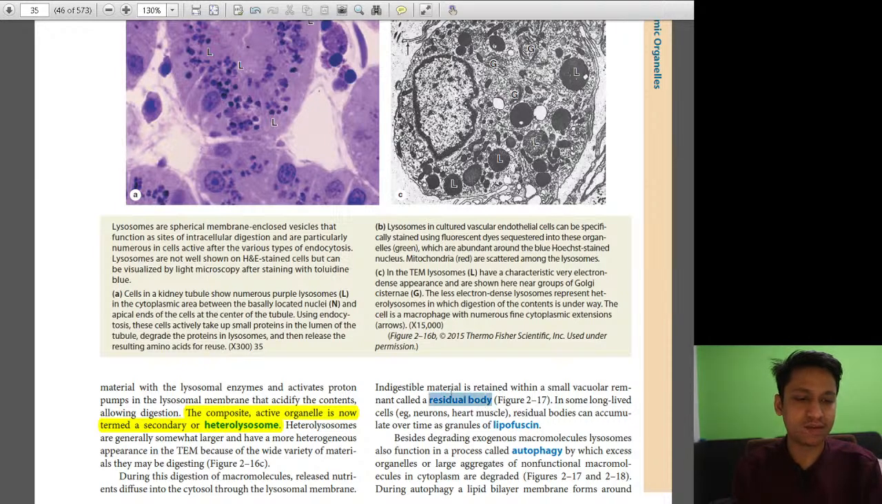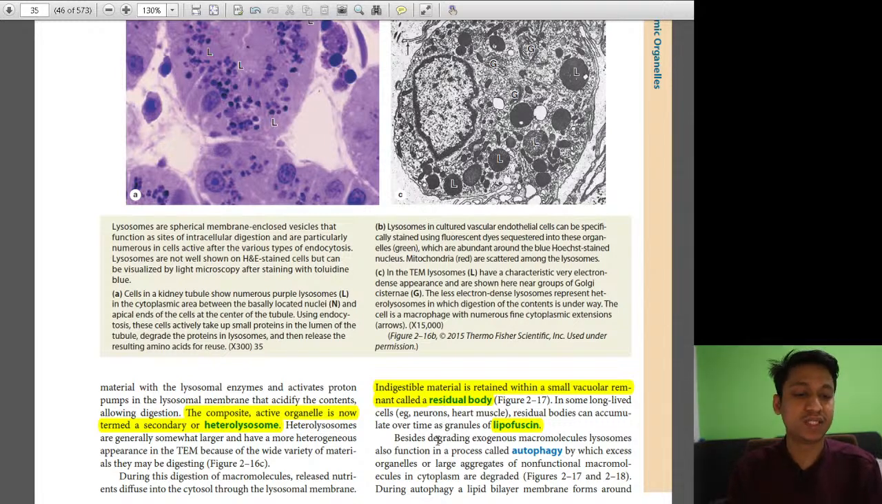We can just highlight what residual bodies are in terms of the lysosome. In some long-lived cells, residual bodies can accumulate over time as granules of lipofuscin. Lipofuscin is something important. We have read about lipofuscin before, and it is going to help us with cell apoptosis at some point. Let's keep it this way and we'll read about it in more detail.